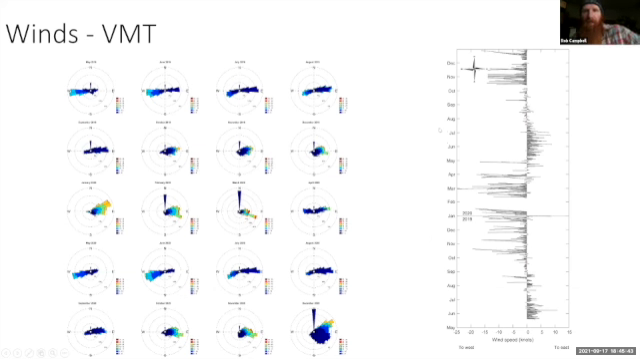And you can see here the winds in the winter are basically being driven by the big low pressure systems that we get and are easterly. And then in summer, it shifts to more westerlies.